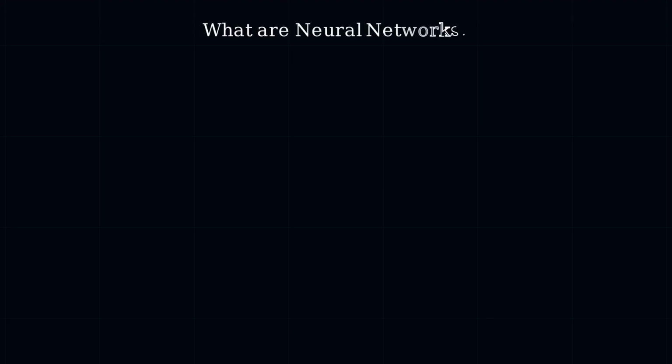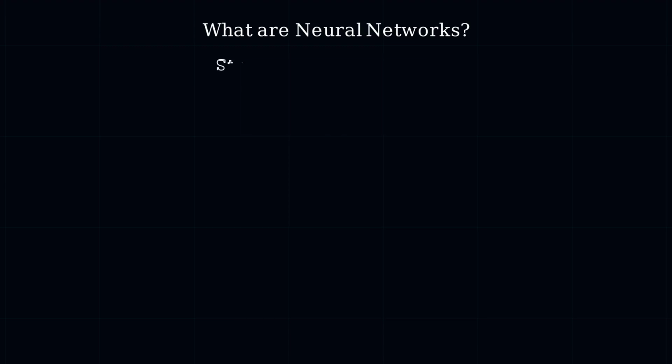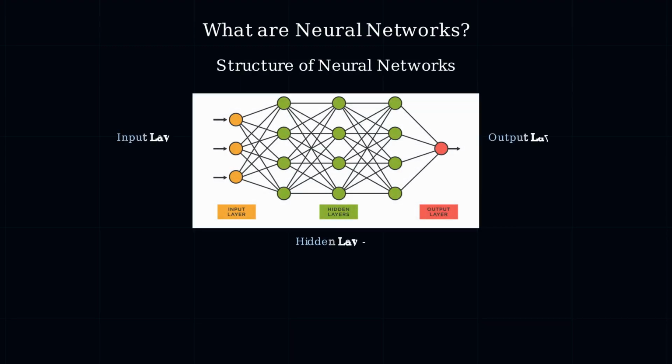Neural networks are computational models inspired by the structure and function of the human brain. These models attempt to mimic how our brains process information through interconnected neurons. Neural networks consist of interconnected nodes, or neurons, organized in layers. These layers include an input layer, one or more hidden layers, and an output layer.